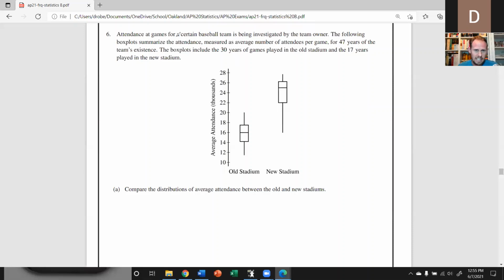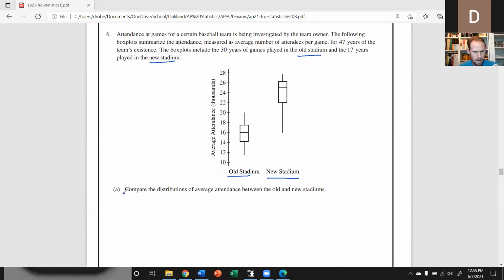So attendance at games for a certain baseball team is being investigated by the team owner. The following box plot summarizes the attendance, measured as average number of attendees per game, for 47 years of the team's existence. The box plots include 30 years of games played at the old stadium and 17 played at the new stadium. Old stadium, new stadium. Compare the distributions of average attendance between the old and new stadium.